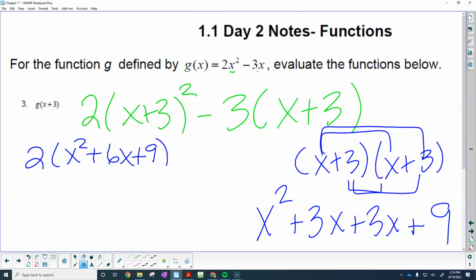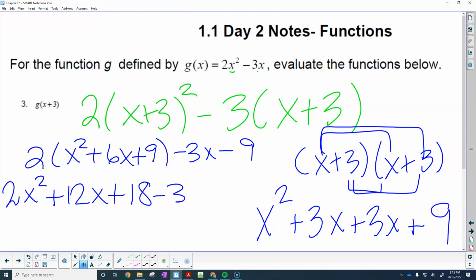I'm going to bring down the rest of my work, but guys, I'm going to go ahead and distribute the negative 3 at the same time. So this is going to be negative 3x minus 9. Last thing we got to do is go back and distribute this 2. So the trinomial in there is going to double. So we're going to have 2x squared plus 12x plus 18 minus 3x minus 9.